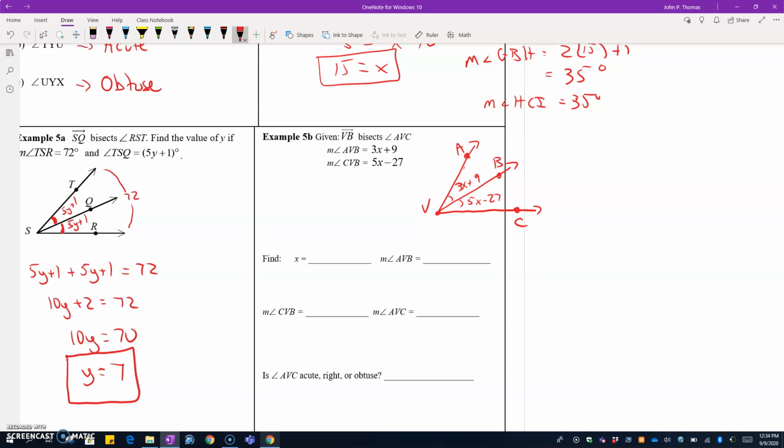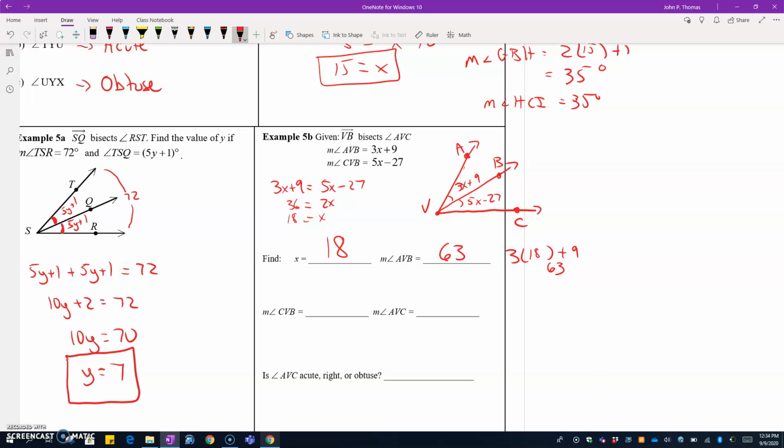All right, so we know that these two are congruent, so we're going to set them equal. 3x plus 9 equals 5x minus 27. Subtract the 3x over, I get 2x. Add the 27 over, I get 36. So x equals 18. All right, so that's the first part of this question. Then it asks us for the measure of AVB. So we're going to actually plug that into our 3 times something plus 9. All right, the something we just found out was 18. That's going to be 54 plus 9, which is 63. All right, so we have 63 in that spot.